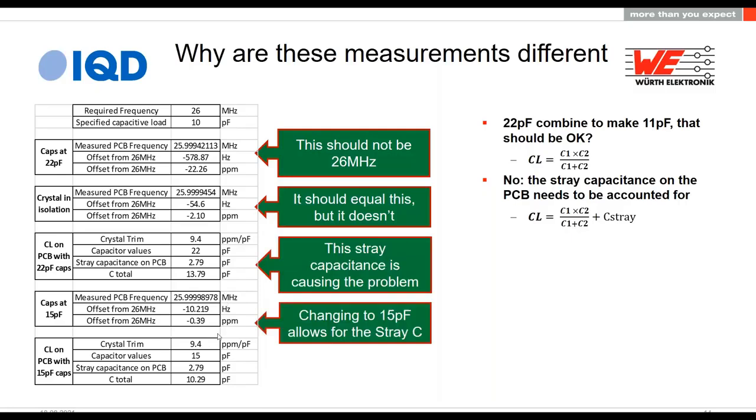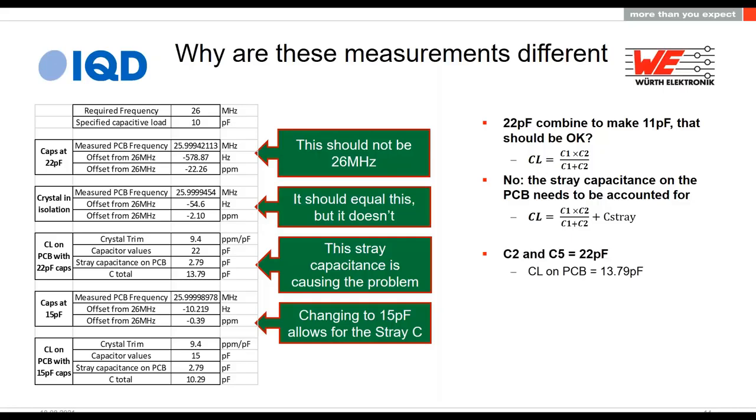So we can do some more maths, or you can just get some capacitors and change them, whichever you find quickest. And eventually we find that if we change from 22 picofarads to 15 picofarads in this instance, then we end up with a frequency offset of minus 0.4 parts per million when we're on the PCB. Yeah. So we've made a massive improvement in the accuracy of the frequency. And what we found is that now we've taken into account this 2.8 picofarads of stray on the PCB to give us a total capacitance of 10.3. Yeah. So we're a lot closer to the 10 picofarads that the crystal specification is expecting.